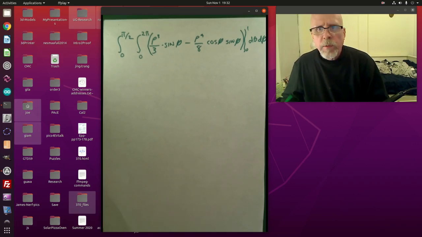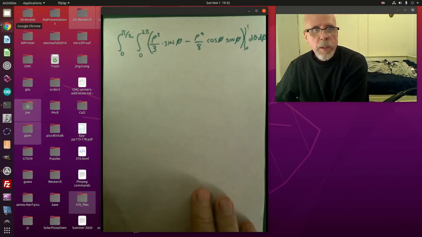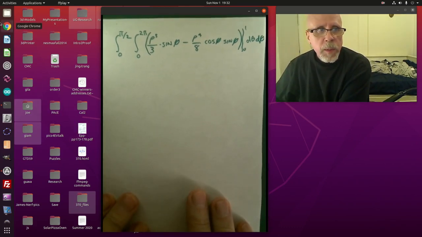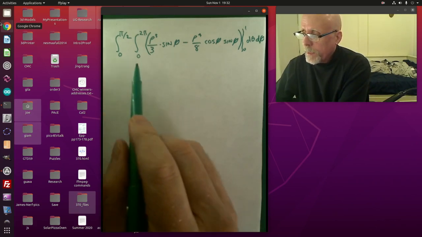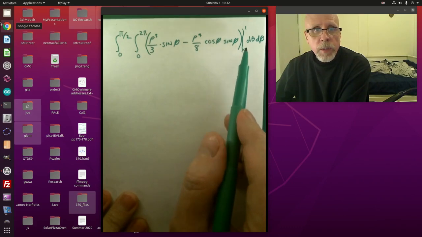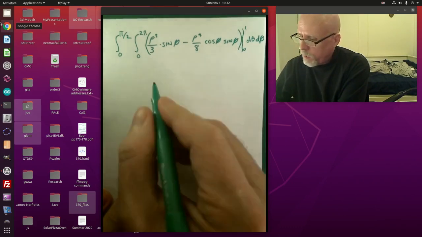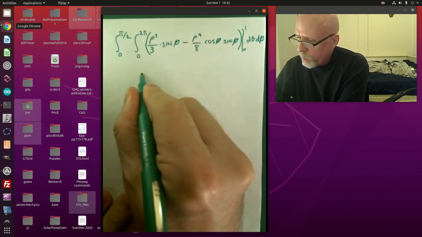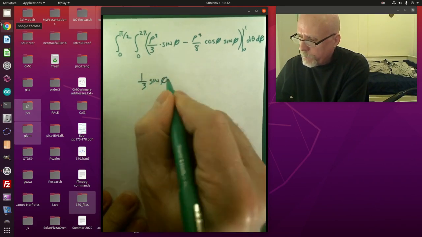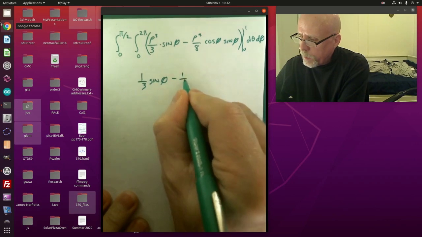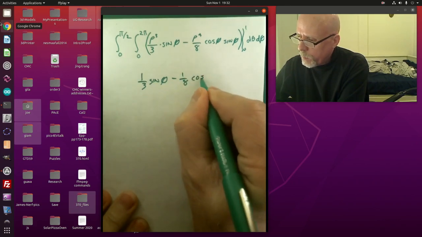So I had a little malfunction in my other camera. We're going to finish this computation, and actually that's fine, it's the last thing we need to do in a slightly different format. What we were looking at was, we'd already done the integral with respect to rho, just need to evaluate at the limits, and those give us 1/3 sine phi minus 1/8 cos phi sine phi.